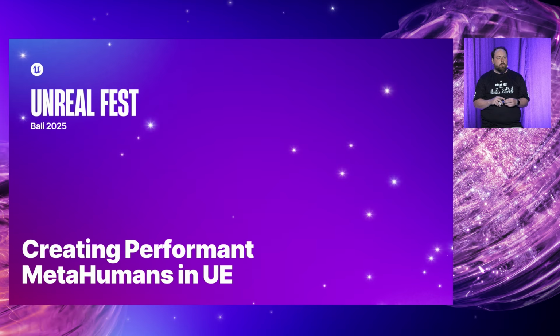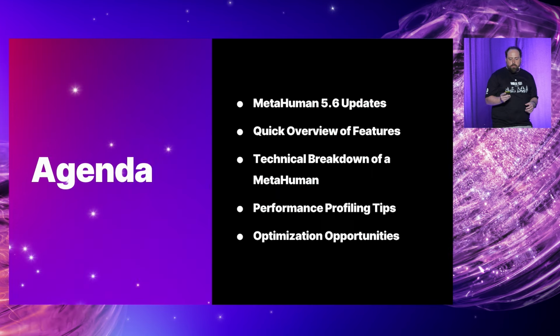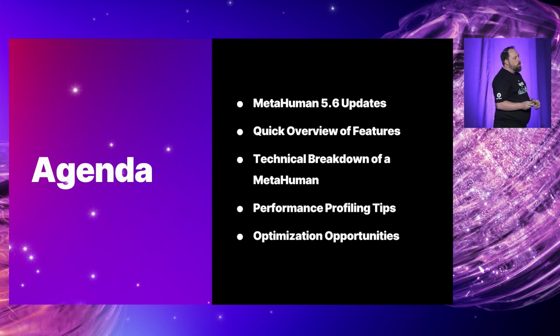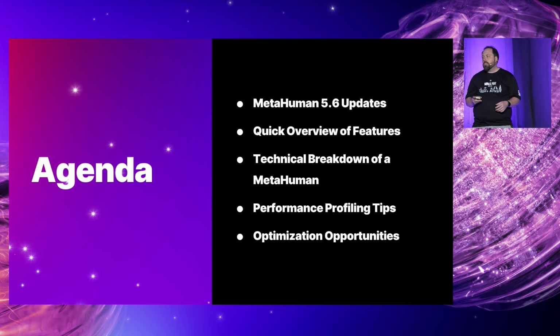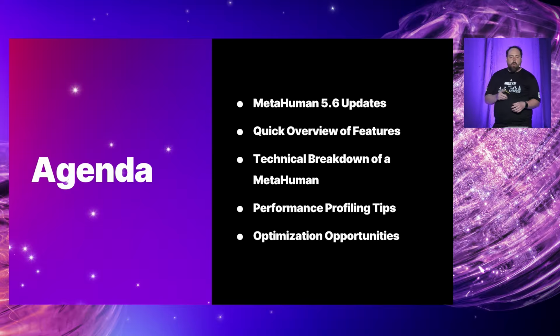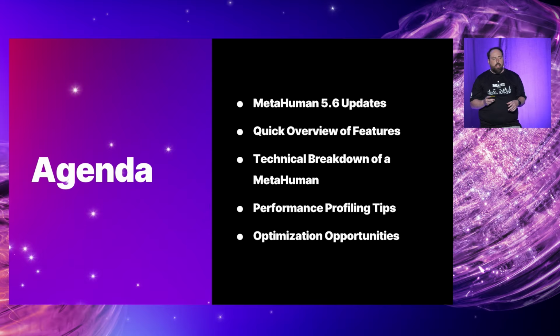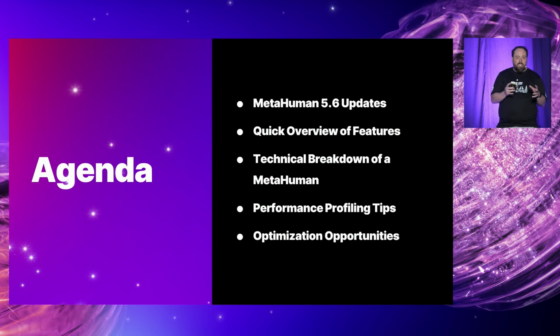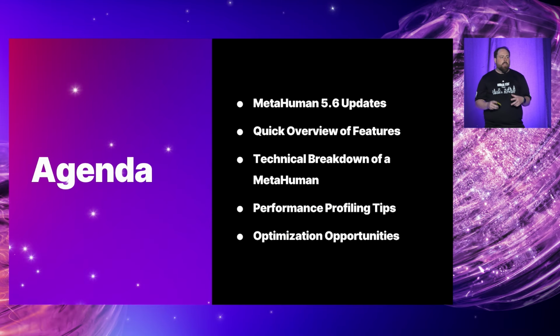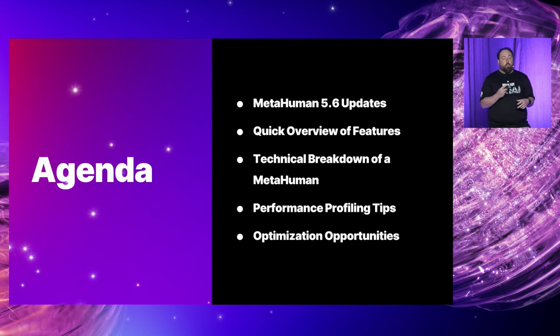So on the agenda today, we're going to talk a little bit about MetaHuman 5.6. There's been a significant amount of updates. We're going to go over some of the features and do an overview there. Then we're going to get into the actual technical aspects and trying to optimize our MetaHumans by doing a technical breakdown of what a MetaHuman is and what constitutes inside of it. Then we're going to go into some performance profiling tips, how to help find those issues. And then lastly, some of the optimization opportunities that you can take and what we've learned as Epic helping other folks like you who are using MetaHuman abroad.